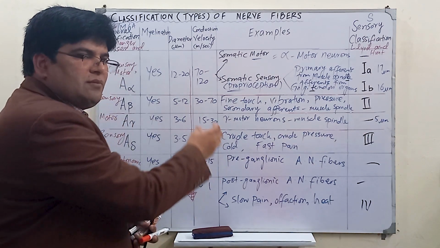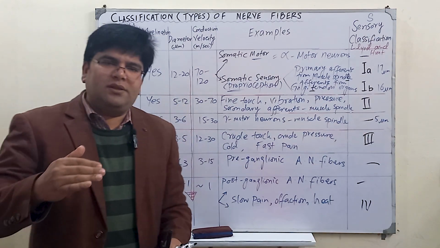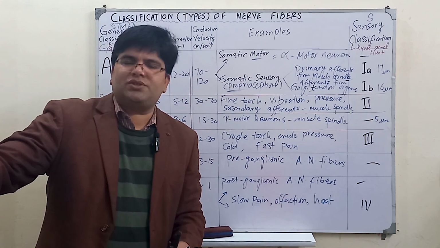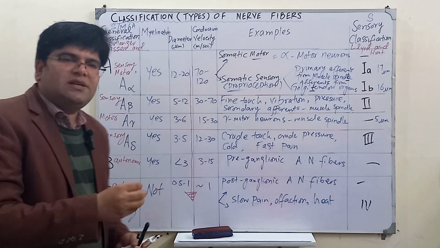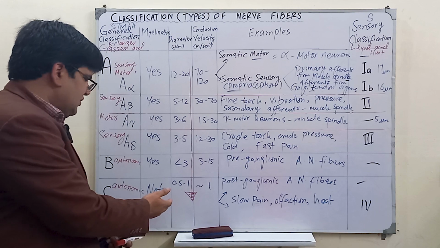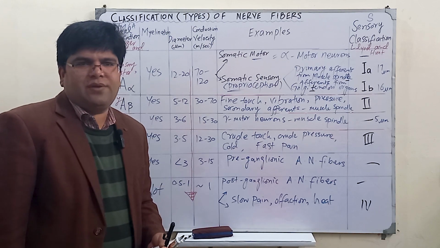Another reason for that is because A fibers carry proprioceptive signals and the signal must be carried very fast. But C nerve fibers have to carry signals which must be conducted slowly. So there is no need to have fast conduction along C type of nerve fibers.